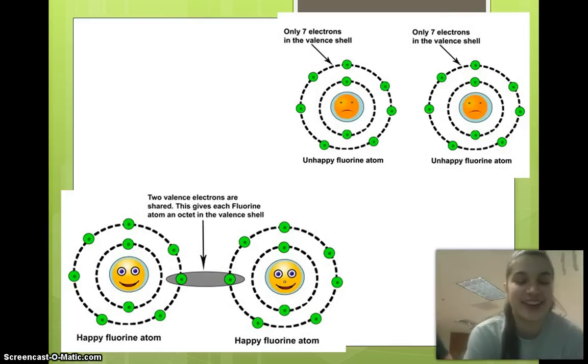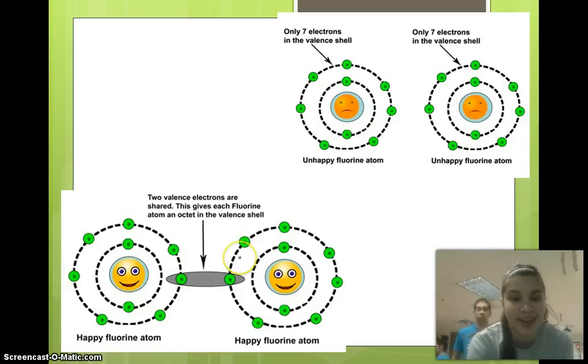All right, and here are just some examples. Up here in the upper right-hand corner, we have some very unhappy atoms because there are only 7 electrons in the valence shell, so they're not satisfied. How sad. And in the bottom left-hand corner, we have some very, very happy atoms because the 2 valence electrons are shared. This gives each fluorine atom an octet in the valence shell, following the octet rule, which makes these atoms happy, happy, happy.